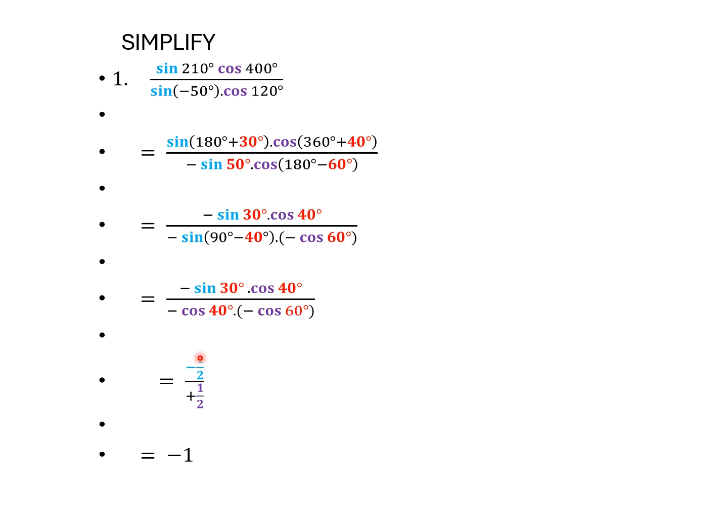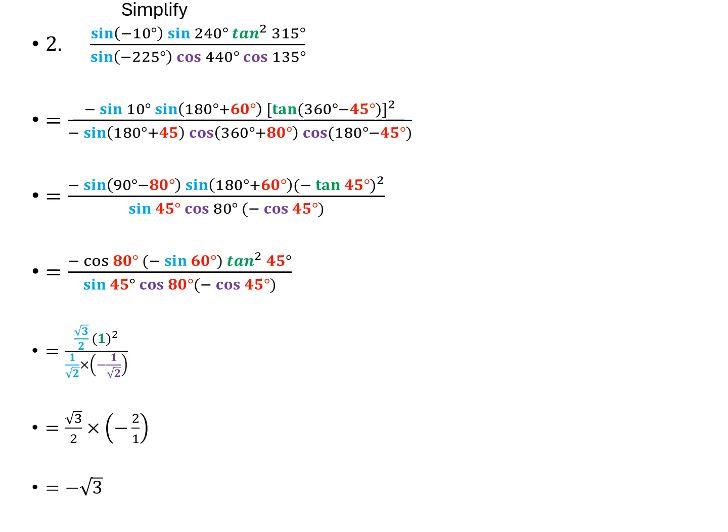So sine 30 here would be half, with the negative. Cos 60 would be half. Negative divided by positive gives me negative. Half divided by half then becomes 1. Let's look at problem number 2.